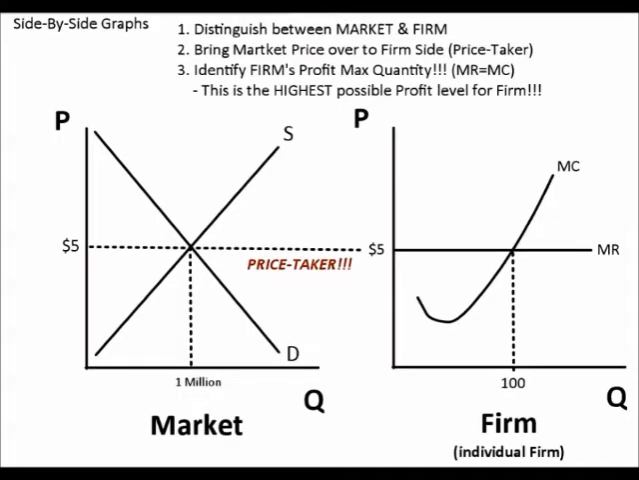Moving on. Here are your graphs side by side. You've seen this a couple times now. Be attentive to these side-by-side graphs. Be attentive to 1, 2, and 3 up above. Never, ever, ever forget profit max, MR equals MC, the decision making of the perfectly competitive firm, MR equals MC. Never, never forget.